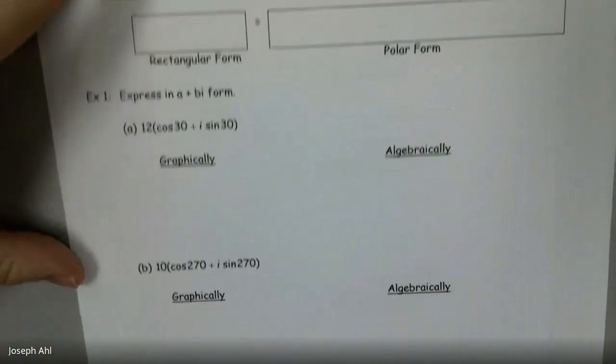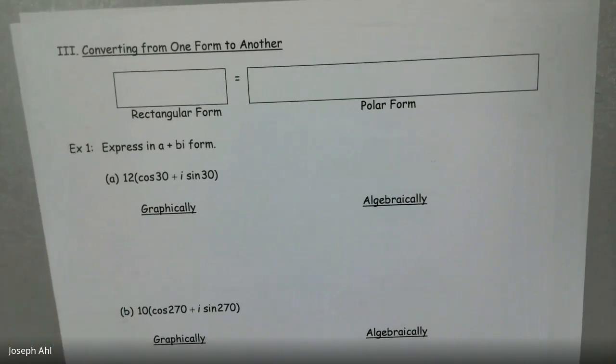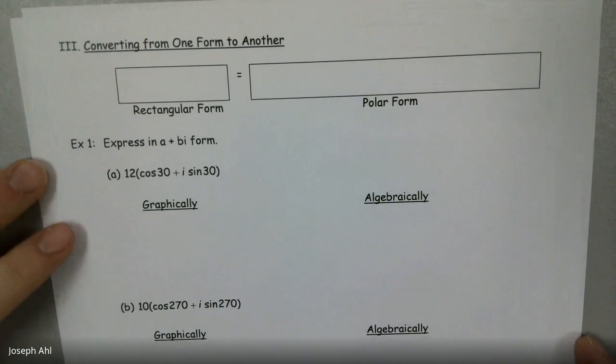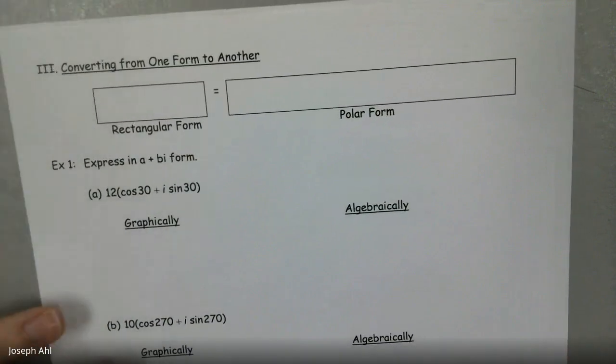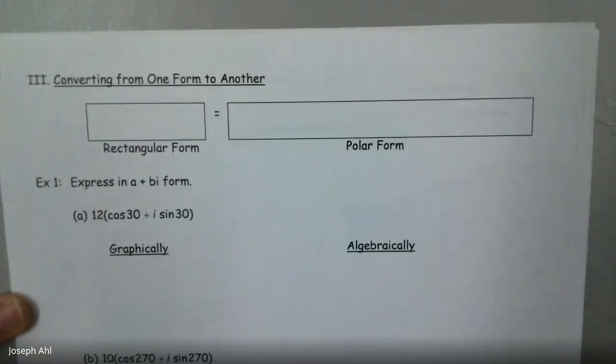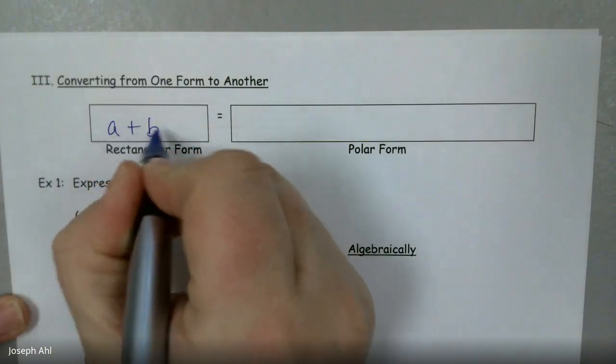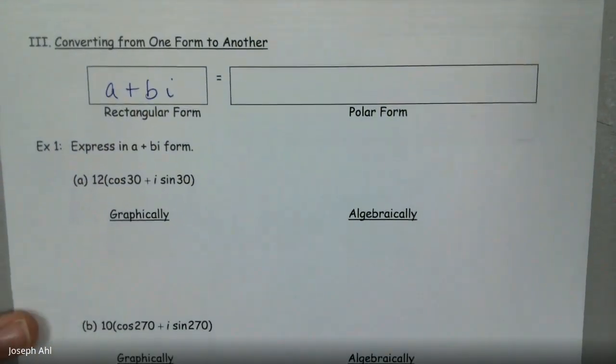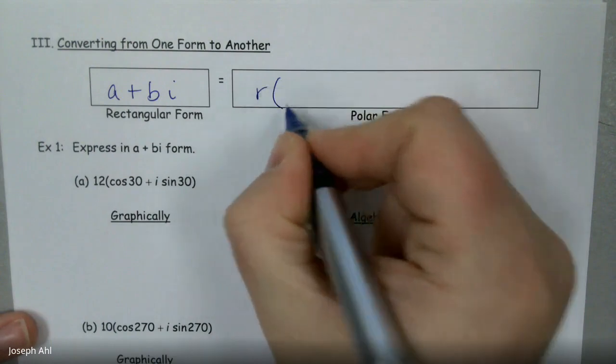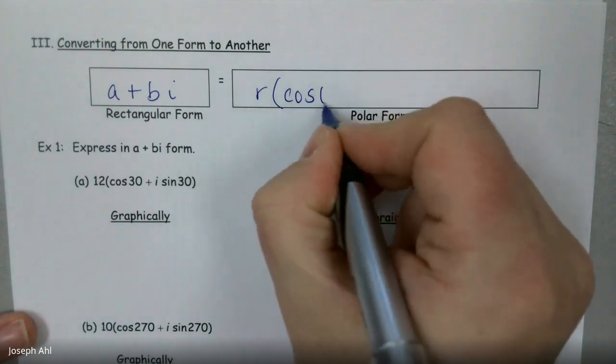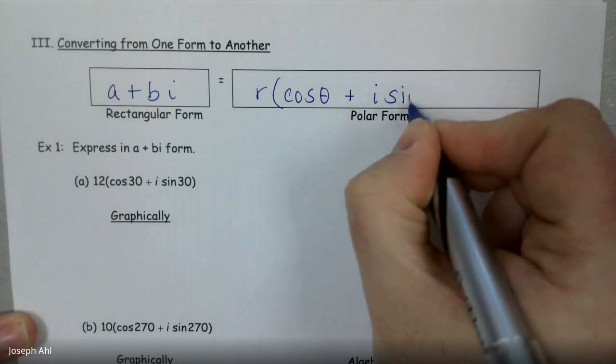So let's actually go to the next page on page 7. And on page 7, you'll see that at the top, we're going to start practice converting between these two forms. But just to formalize what we had at the bottom of page 6, when we're in rectangular form, that's the form that we were probably familiar with at the start of today, which was a plus bi. That's rectangular. Whereas polar form is our new form. It's r parentheses cosine theta plus i sine theta.